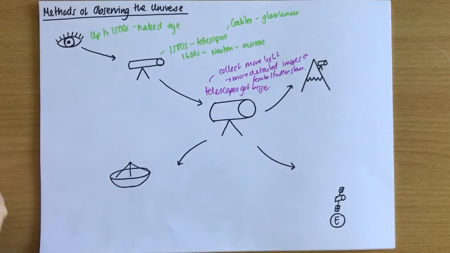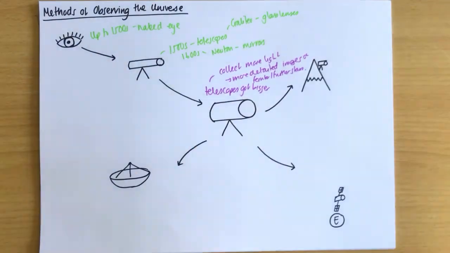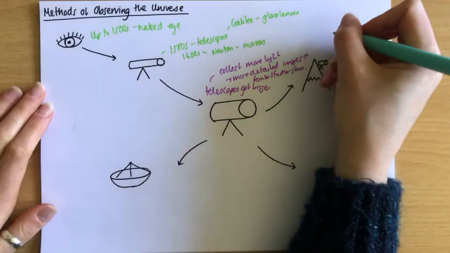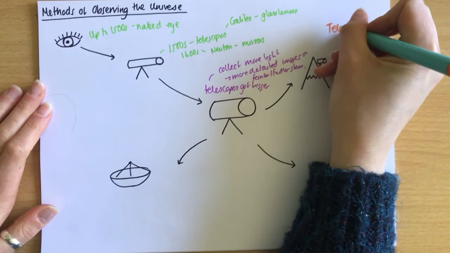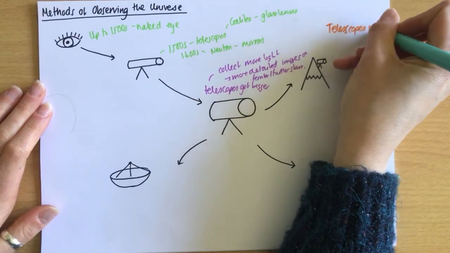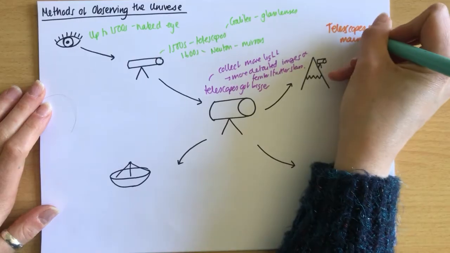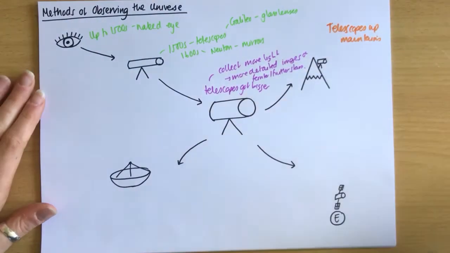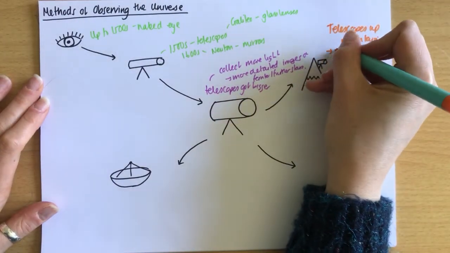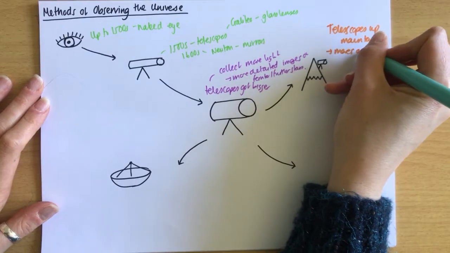And there's three kind of evolutions that's gone on since then. So firstly, we can now put telescopes up mountains. Now this has got a couple of advantages. It moves them away from light pollution.